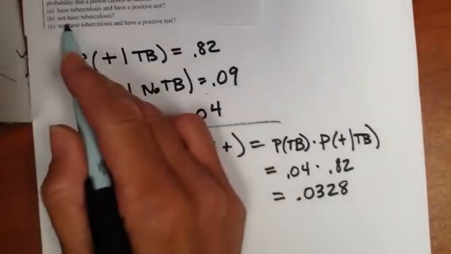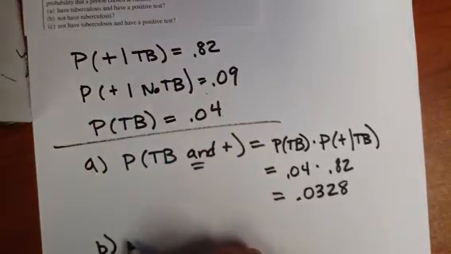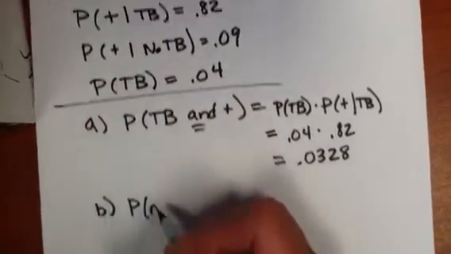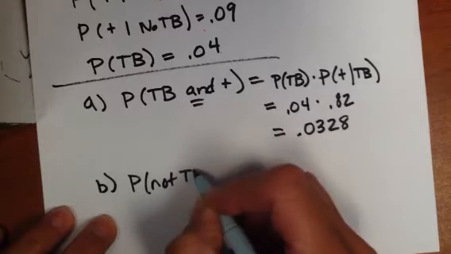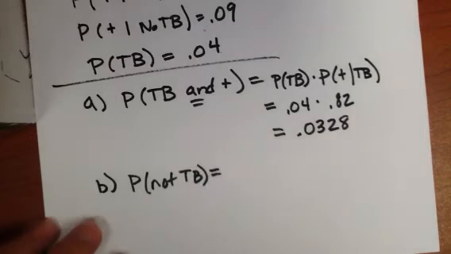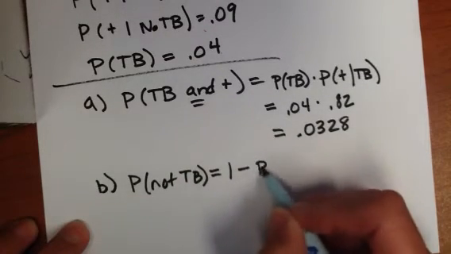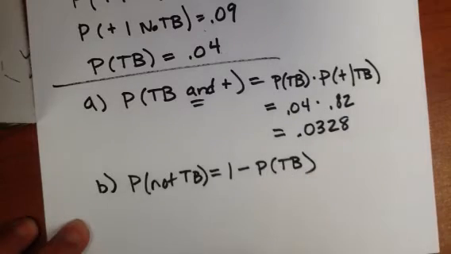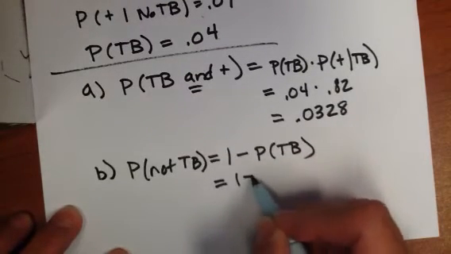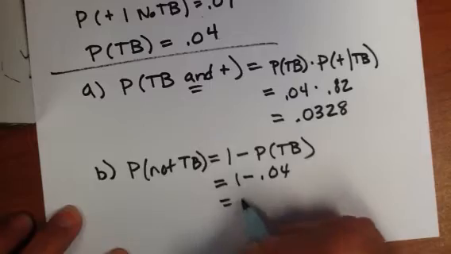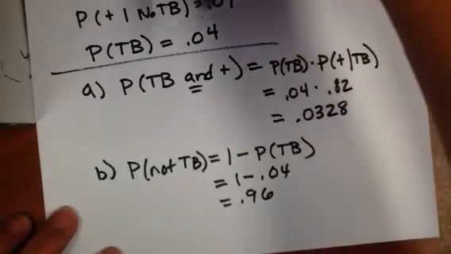Part B says, what's the probability they do not have tuberculosis? So probability of not TB. Okay, this is going to be the complement rule. We're going to do 1 minus the probability that they have TB. Remember the complement? So it's 1 minus 0.04 or 0.96 in this particular problem.